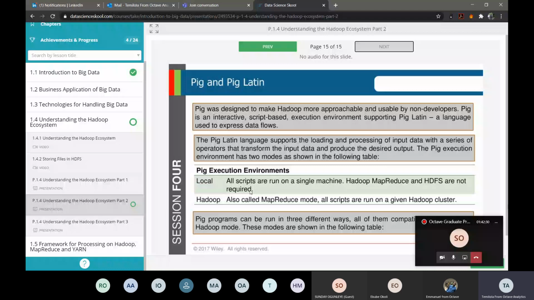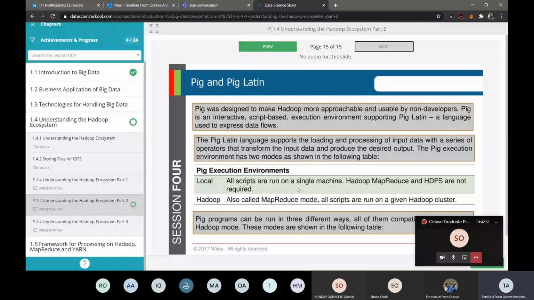So in the local mode, all scripts are run on a single machine. Hadoop MapReduce and your HDFS are not required for all the processes. So he's saying all the processes you require to run using Pig in the local environment, which is on your single machine, you don't need Hadoop MapReduce and your HDFS to run it.